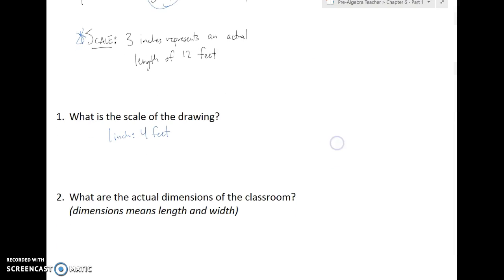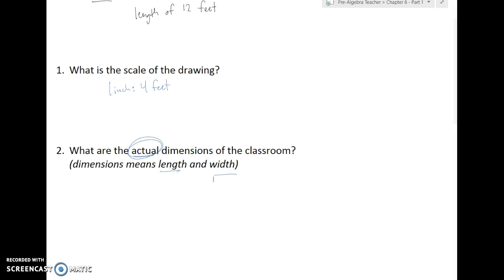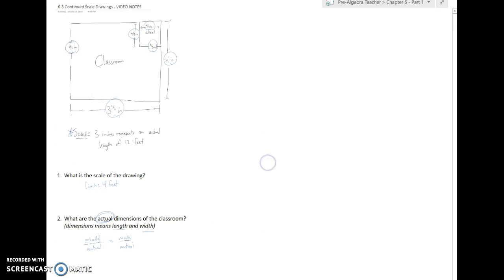So the question here says, what are the actual dimensions of the classroom? Now, actual means what are they in real life, and dimensions means the length and the width. So we're going to have 2 calculations. Remember what I said yesterday. We always put the model over the actual equals the model over the actual. In this case, the model is the actual blueprint that we're looking at. So we're looking at the classroom as a whole, the length and the width.